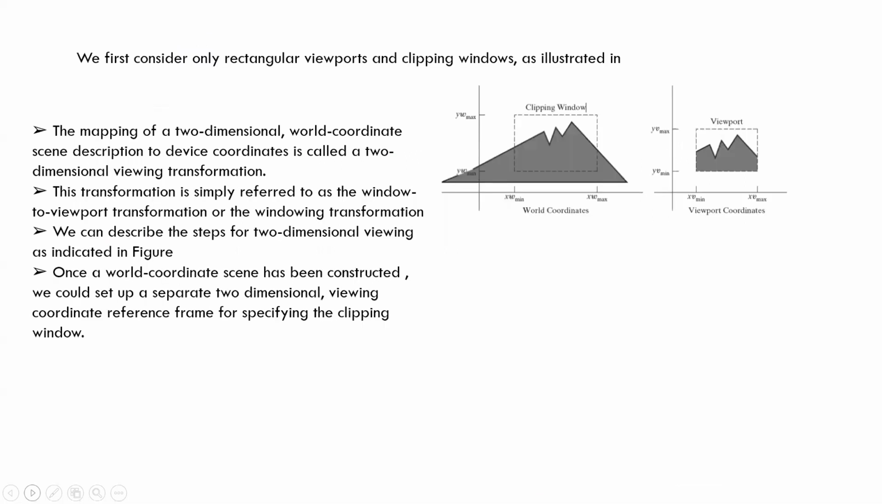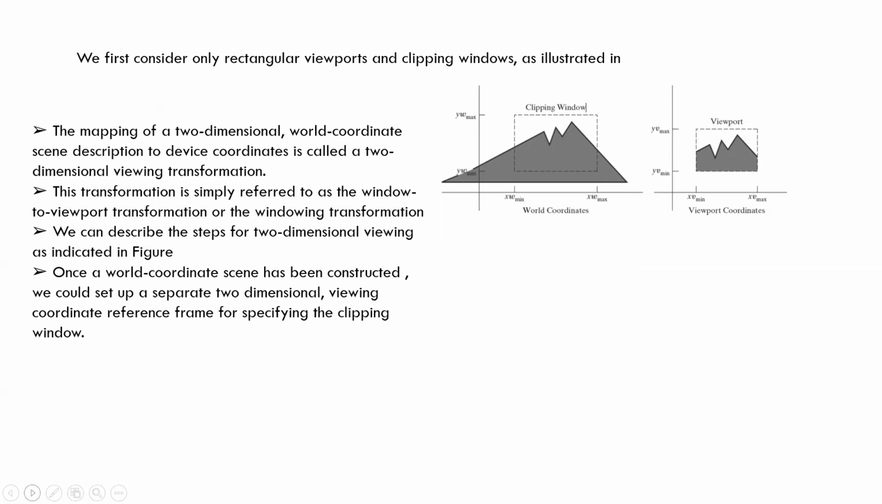First, we need to consider only rectangular viewports and the clipping window, which is illustrated in the figures below with respect to the world coordinates as well as the viewing coordinates. The mapping of a two-dimensional world coordinate scene description to device coordinates is called a two-dimensional viewing transformation. This transformation is simply referred to as the window-to-viewport transformation or the windowing transformation. We can describe the steps for two-dimensional viewing as indicated in the figure.